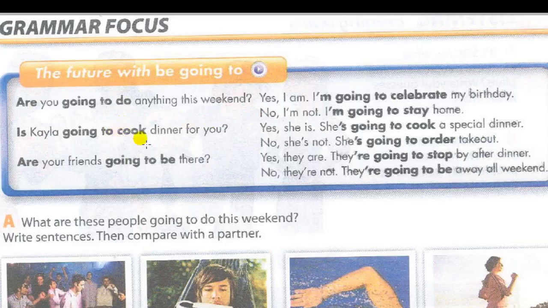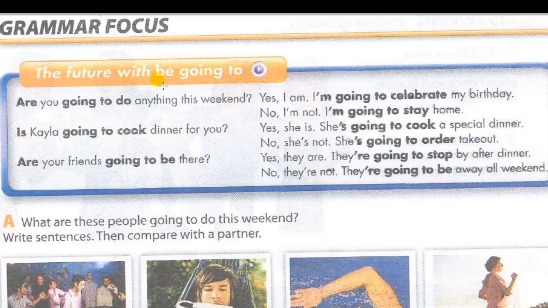Is Kayla going to cook dinner for you? Yes, she is. She's going to cook a special dinner. No, she's not. She's going to order takeout. Are your friends going to be there? Yes, they are. They're going to stop by after dinner. No, they're not. They're going to be away all weekend.